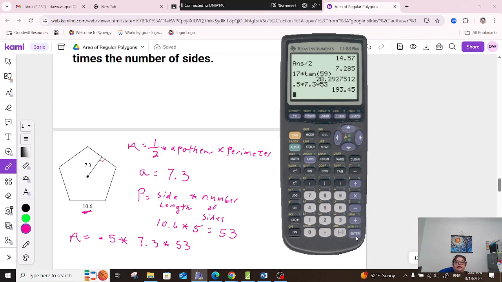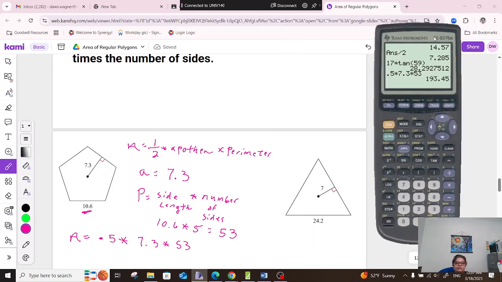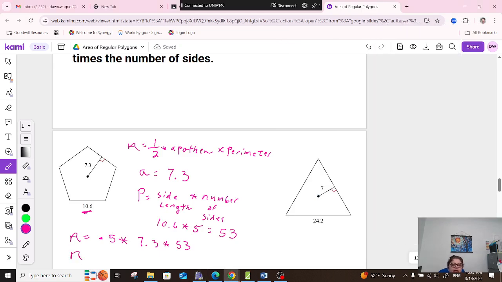So 193.45. It didn't tell me what to round it to, so I'm just going to write that answer. A is equal to 193.45. Oops, that's what happens when my calculator goes away. Unit squared. Okay? I just put unit squared because I don't know what the unit is.